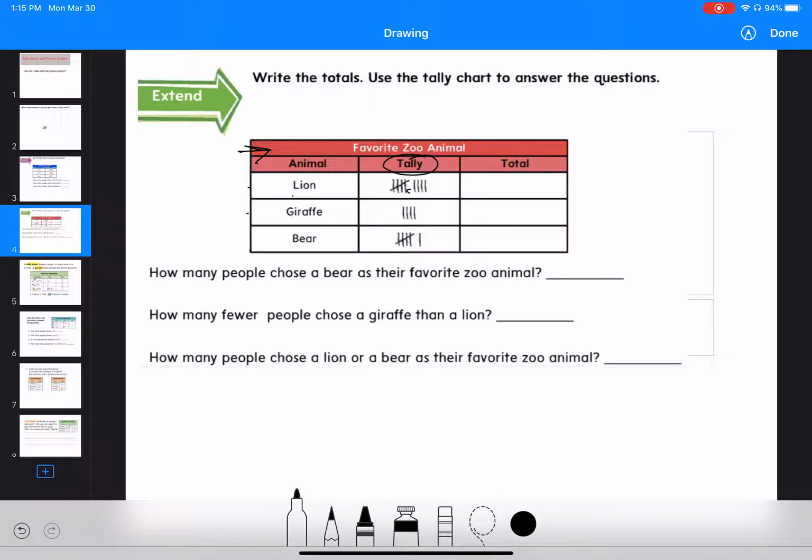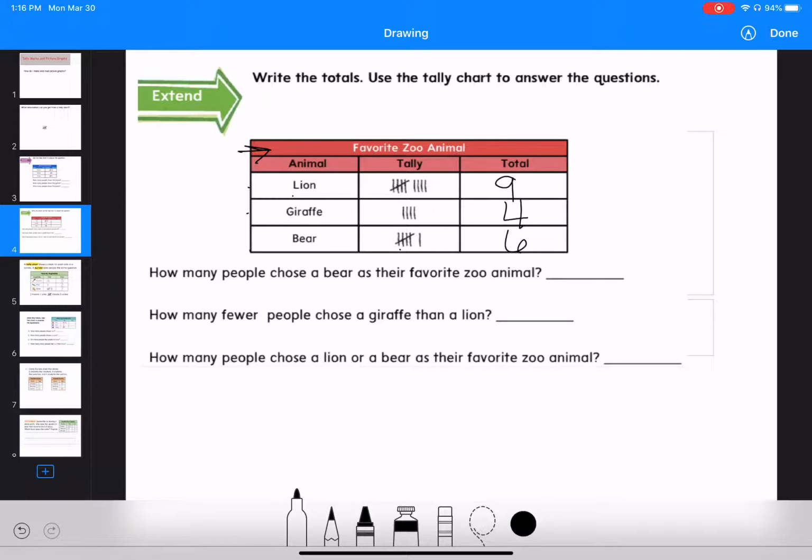So let's look at lion. How many people voted for lion? We have 5, 6, 7, 8, 9. How many people voted for the giraffe? 4. And how many people voted for bear? So we have 5, add 1, which is equal to 6.